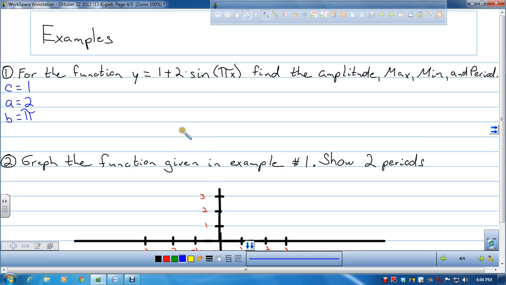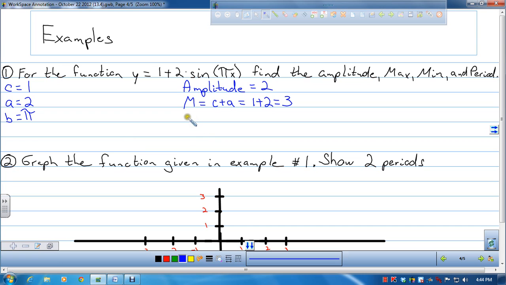Alright, so it says find the amplitude first. Amplitude. Well, if you remember, amplitude is simply equal to our A value. So that's pretty easy. Amplitude is 2. We can find our maximum. Remember that our maximum, like we just said, is C plus A. So we've got C and we've got A, so that's 1 plus 2, which would equal 3.